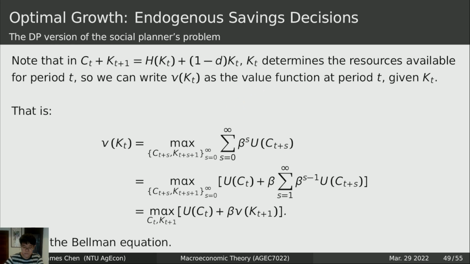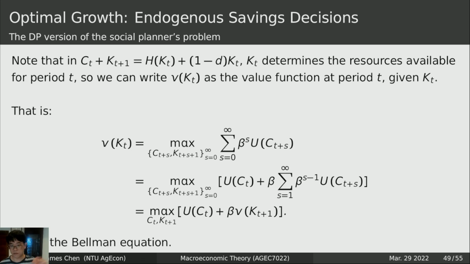Okay, so basically that problem is too hard. We're not going to directly deal with that problem. Notice that in this equation, CT plus KT plus 1 equals H of KT plus 1 minus dKT. KT actually determines the resource available for period T. The resource that's available in KT sort of defines all the future periods, because KT will become KT plus 1 in the next period.